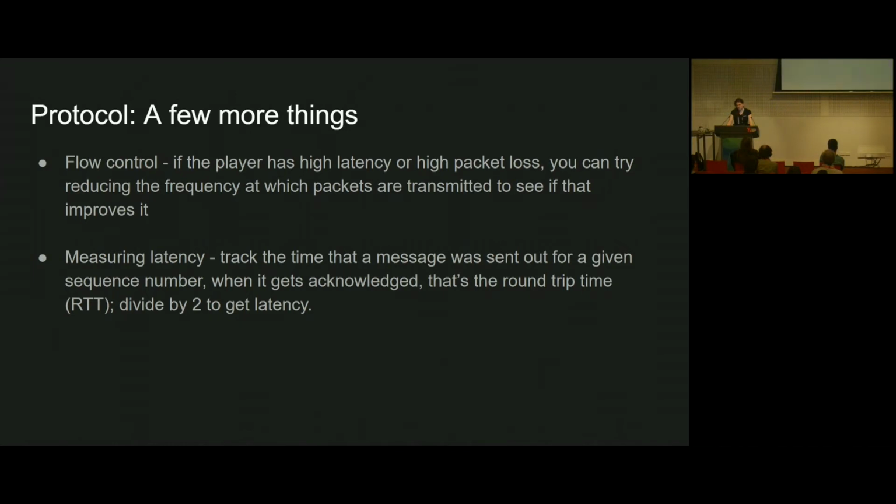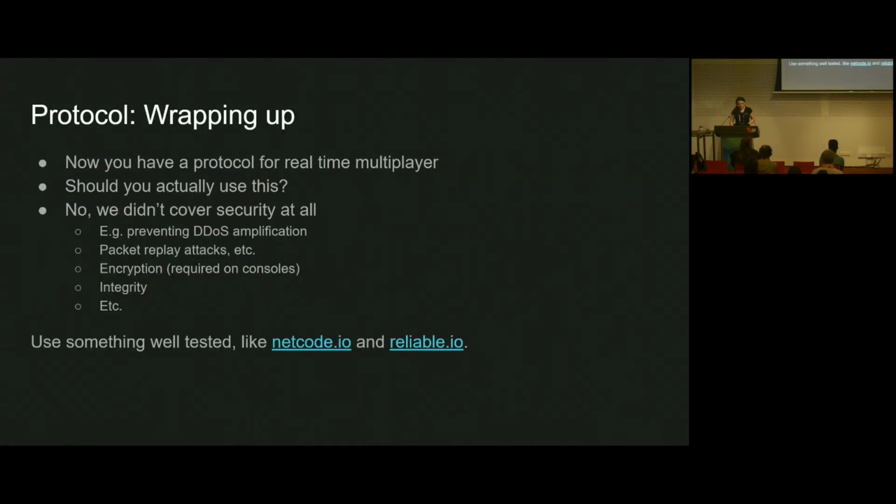If you want to measure latency of the connection, you just track the time when you sent a packet, and then you track the time when the packet that acknowledges it comes in, and you can divide it by 2 to get the latency from the server to the client or the client to the server. So now that we've done this, you have a protocol for real-time multiplayer. Should you actually use this, right?